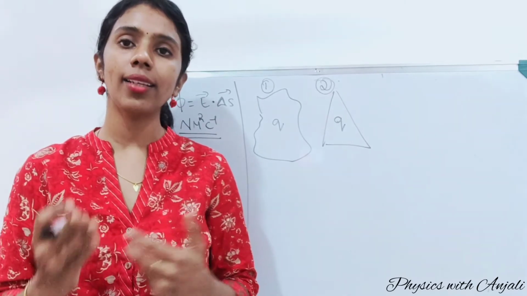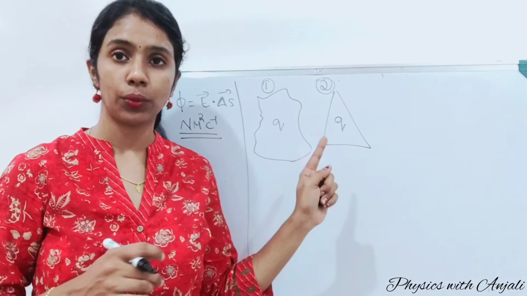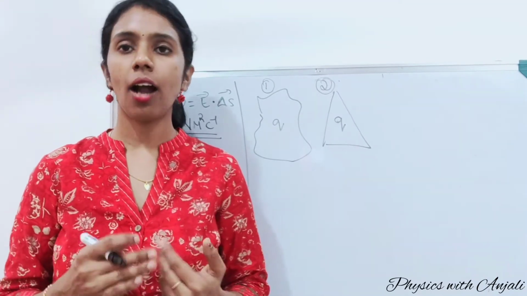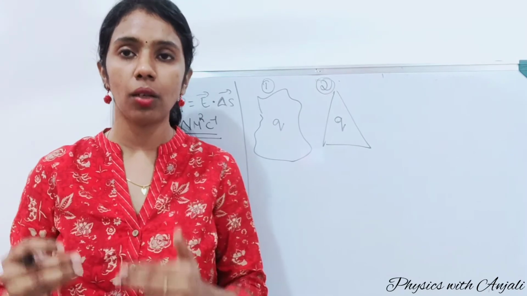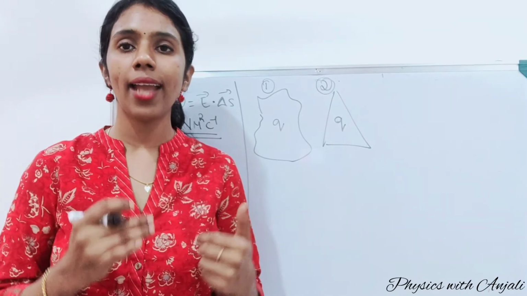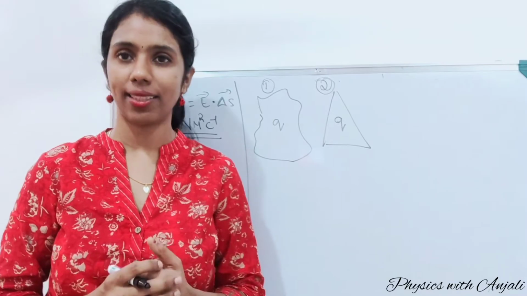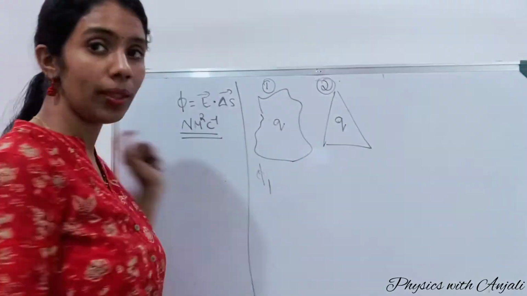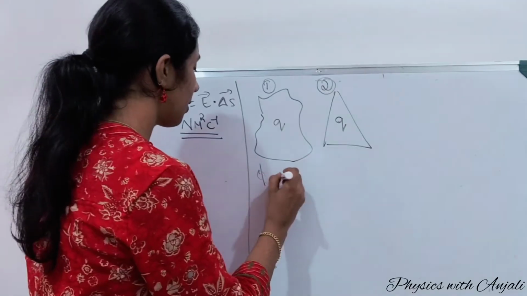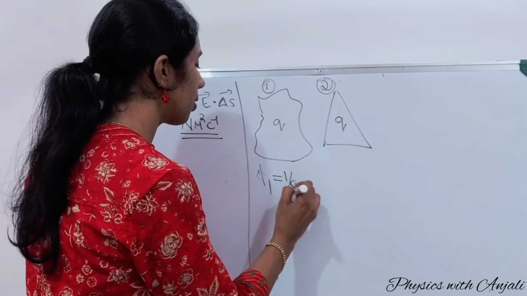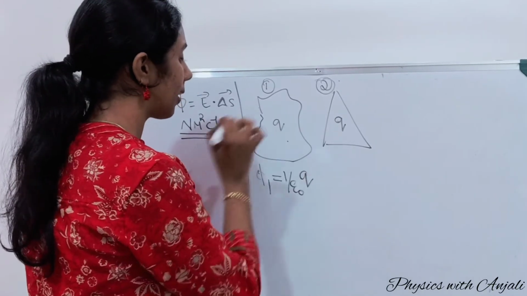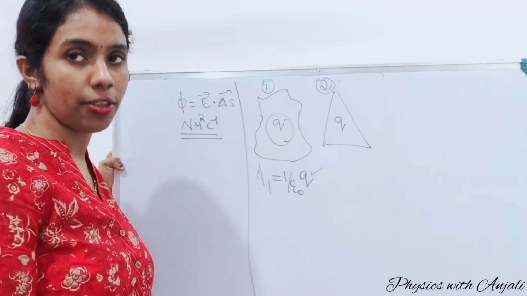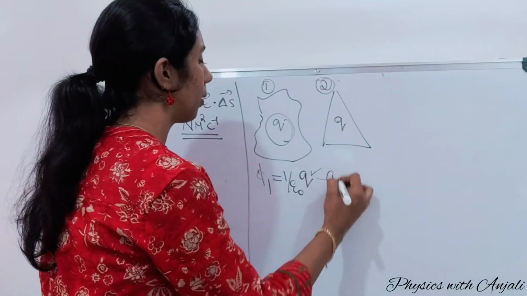So how will we find the electric flux through surface 1 and 2? It is obviously by Gauss law. So here we will use Gauss law. According to Gauss law, the flux through a closed surface is equal to 1 by epsilon 0 times the charge enclosed by that surface. So we will find the flux through the surface 1. Let it be phi 1. So phi 1 is equal to 1 by epsilon 0 times the charge enclosed by the surface, where charge enclosed by the surface is Q. So I got the equation for phi 1. Let this be equation number 1.